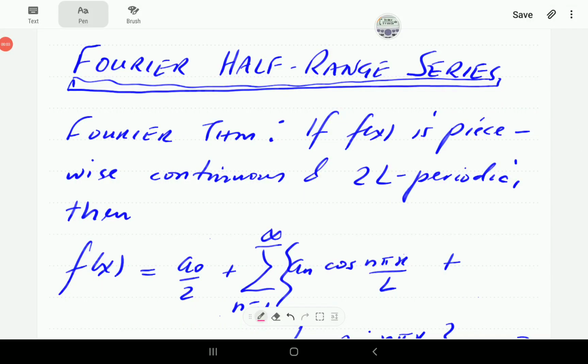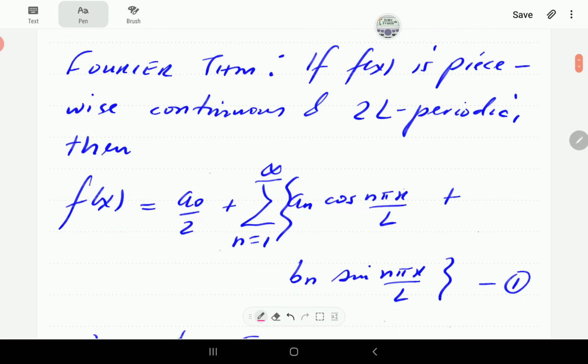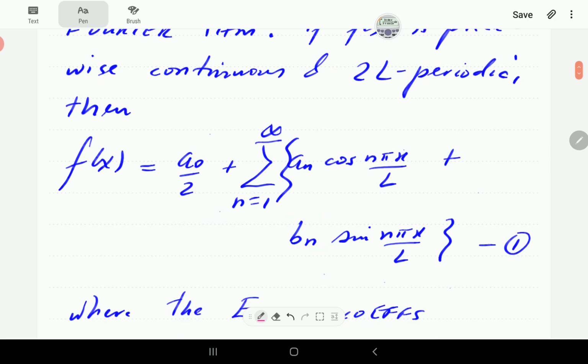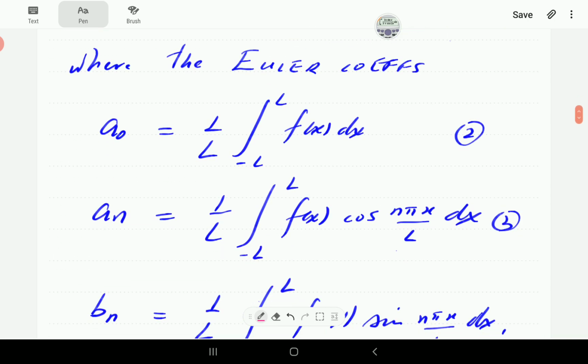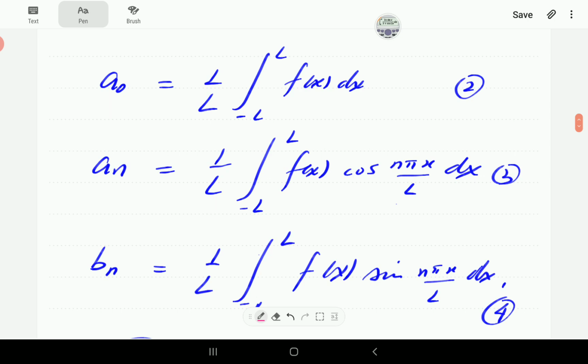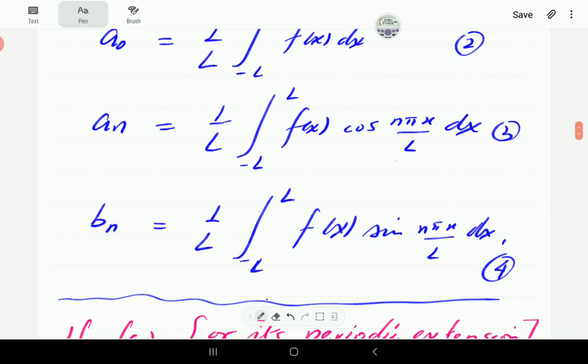Right, in this video, we're going to talk about the half-range Fourier series. We have seen the full-range Fourier series based on this theorem. If f is a piecewise continuous function and 2L periodic, which means periodic with period 2L, then f can be represented by this series here of sines and cosines, which we've labeled 1. The an and the bn, called the Euler's coefficients, are defined by these formulas 2, 3, and 4. So that's the full range Fourier series.